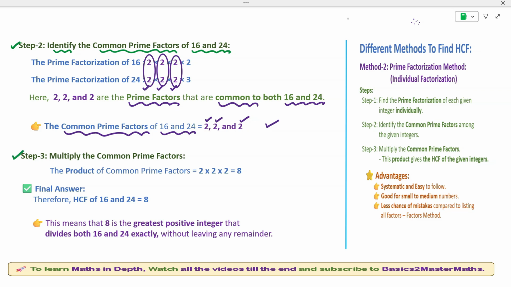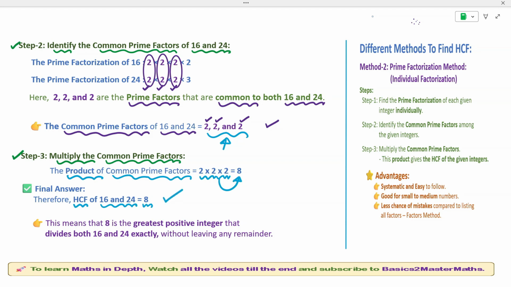Now, let us move on to step 3. Multiply the common prime factors. In this case, the product of common prime factors is 2 multiplied by 2 multiplied by 2 gives you 8. Therefore, HCF of 16 and 24 is 8.